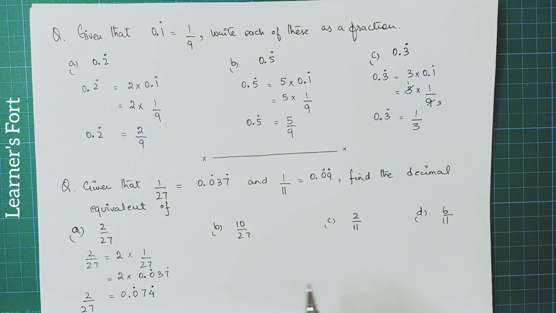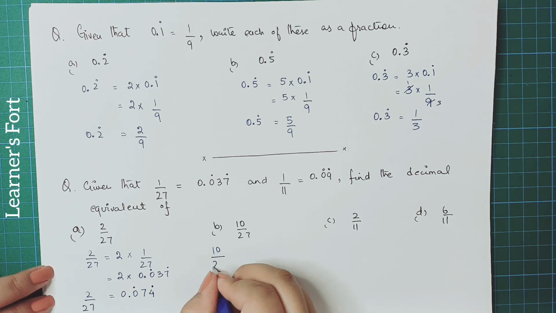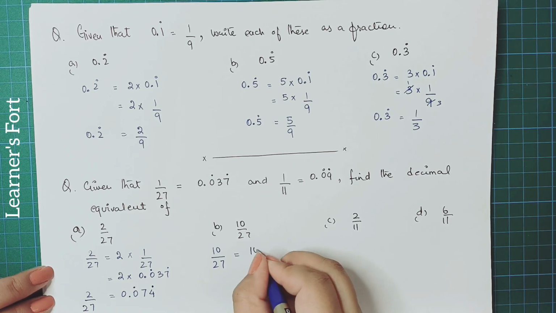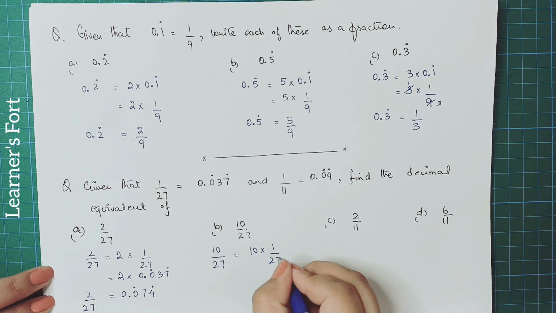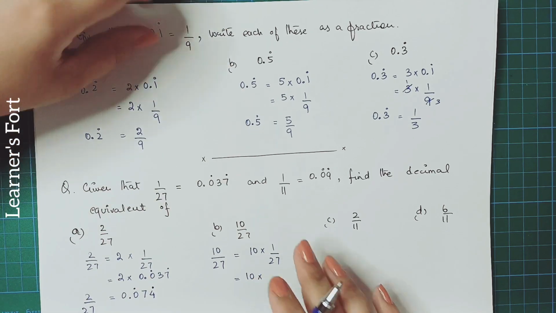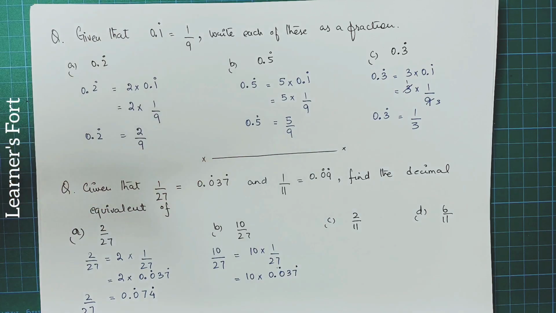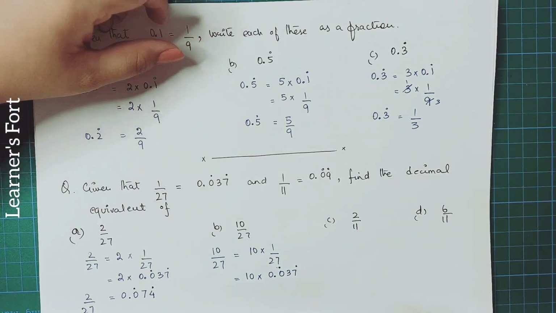Okay, now again we have been given 10 upon 27. It can also be expressed as 10 into 1 upon 27, and when we multiply 10 with the corresponding digit, which is 0.037, what are we left with?